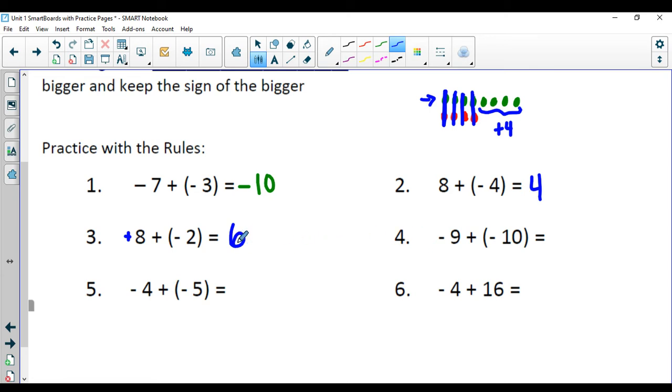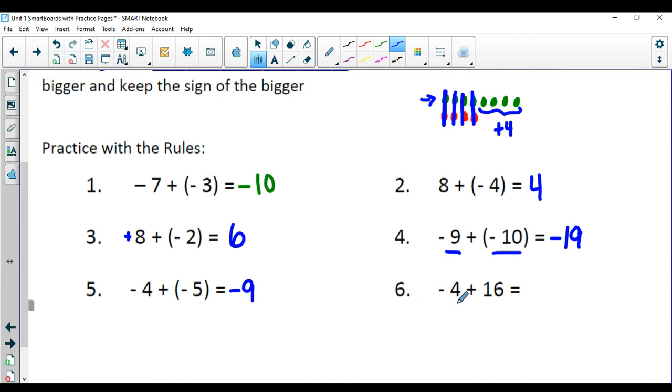That same concept of owing and having money is going to work whether you're both positive or negative as well. If you look at number 4, we have 2 negative numbers, which means we should add the numbers and keep that negative sign. You can do the same thing, the same concept. You owe me 9 and you owe me 10. So altogether, you would owe me $19. In number 5, you owe me 4 and you owe me 5. You owe me 9 all together.